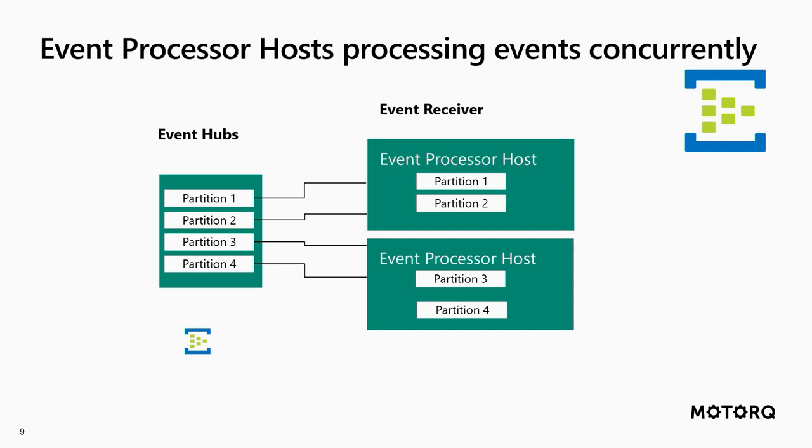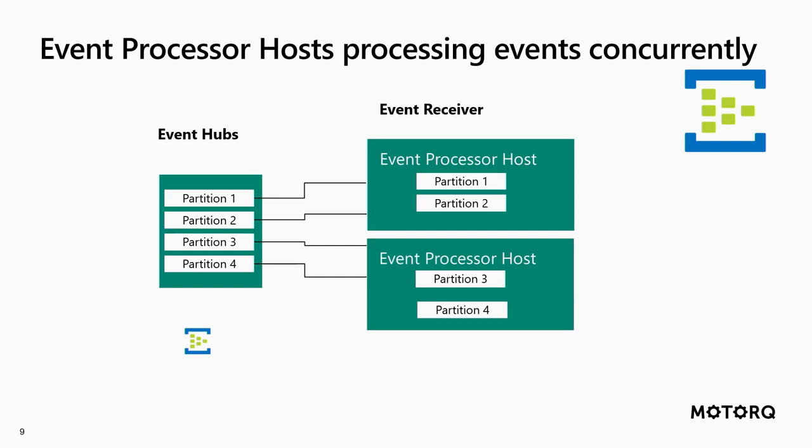Another option is you can use the event processor host library. There is an npm package, Azure EventHub processor host. If you use that, it will take care of managing the partitions itself. In this example, I'm running 2 event processor hosts. In the EventHub, there are 4 partitions. If I run 2 instances of the event processor host, the first host will consume 2 partitions and the second host will process data from the next 2 partitions.